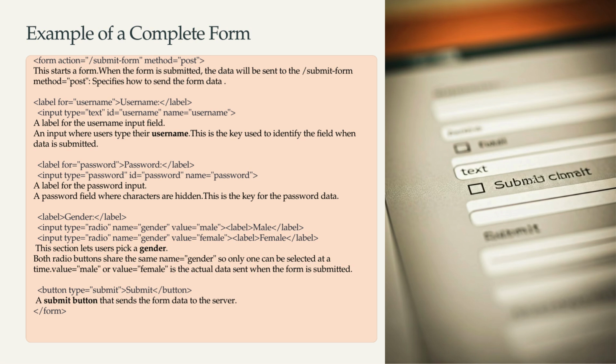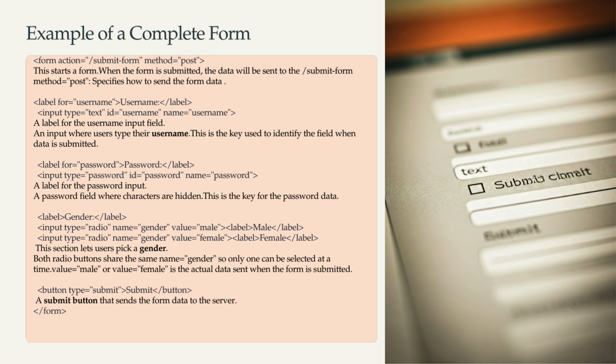Label for equals username. Label, input type equals text, ID equals username, name equals username. A label for the username input field. An input where users type their username. The name is the key used to identify the field when data is submitted.